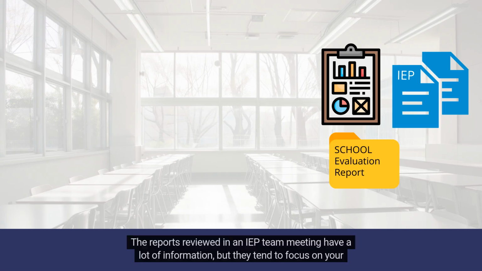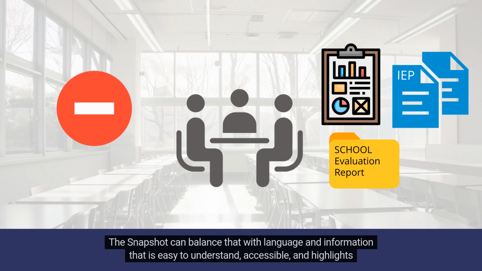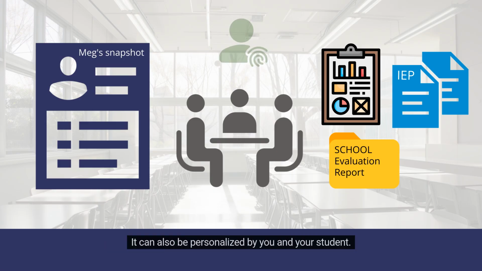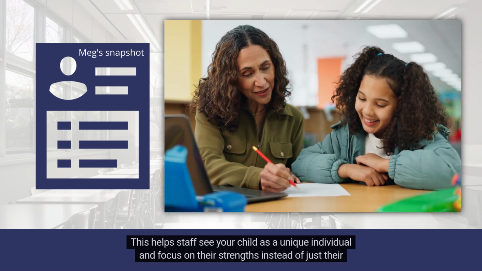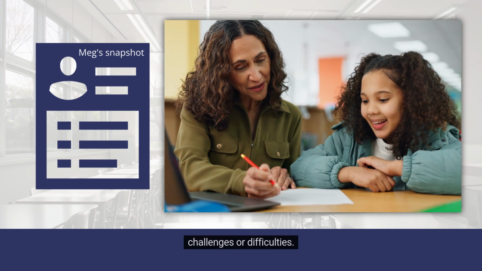The reports reviewed in an IEP team meeting have a lot of information, but they tend to focus on your child's deficits. The snapshot can balance that with language and information that is easy to understand, accessible, and highlights your child's strengths. It can also be personalized by you and your student. This helps staff see your child as a unique individual and focus on their strengths instead of just their challenges or difficulties.